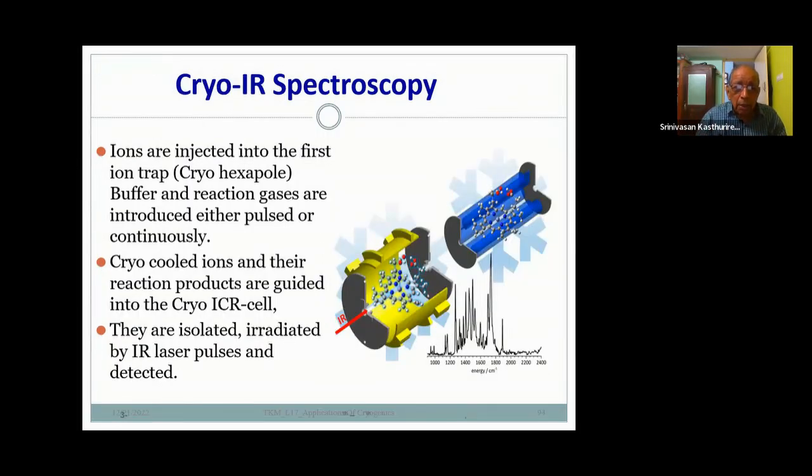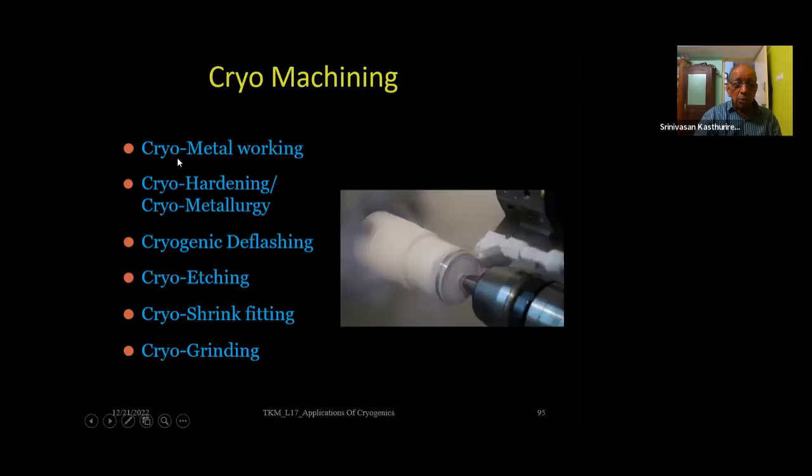In cryogenic IR spectroscopy, ions are injected into the first ion trap buffer, and reaction gases are introduced in the second, pulsed or continuously. Cryocooled ions and their reaction products are guided into the cryo ICR cell. Then they are isolated, irradiated by IR laser pulses and detected. So these are some of the important information regarding cryo-IR spectroscopy.